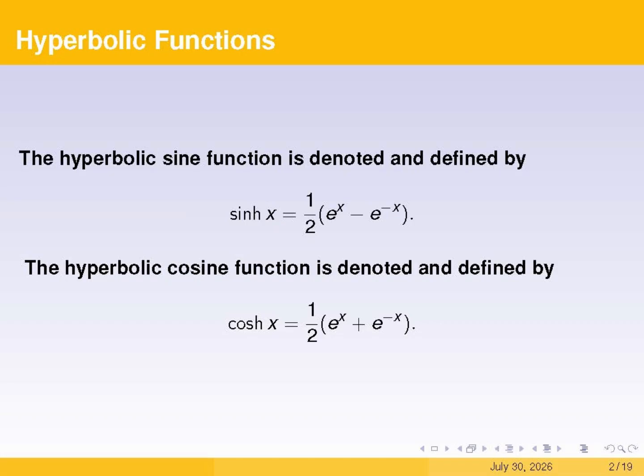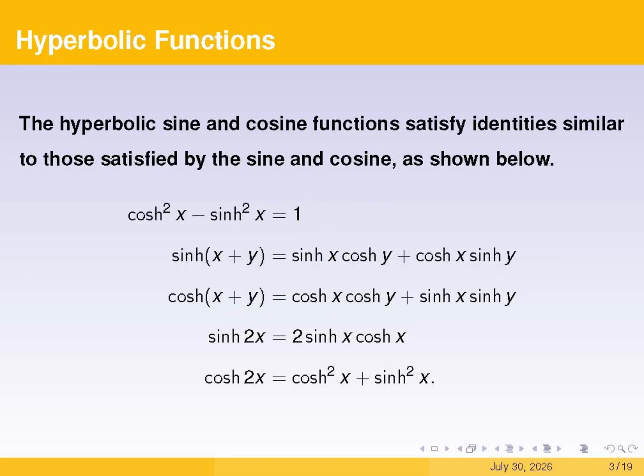Through the exponential function, we can define the hyperbolic sine function and the hyperbolic cosine function. The hyperbolic sine function is defined on the second line, while the hyperbolic cosine function is defined on the last line. Hyperbolic sine and hyperbolic cosine functions satisfy identities similar to those of standard sine and cosine functions, as listed on the screen.